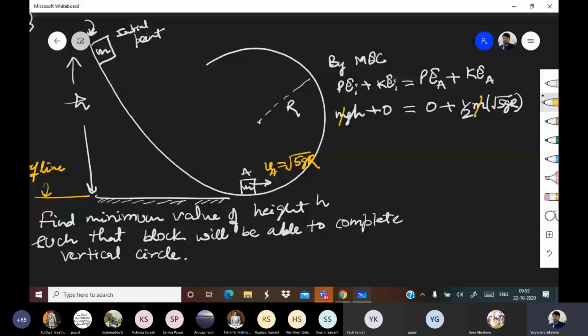So what do we get? MGH is equal to half M times 5gR, and g will again get cancelled. So h is equal to 5R by 2. Understood? It was that simple. Good, Joseph.